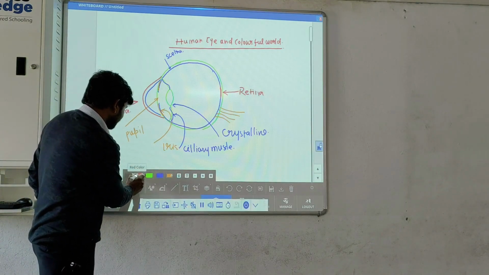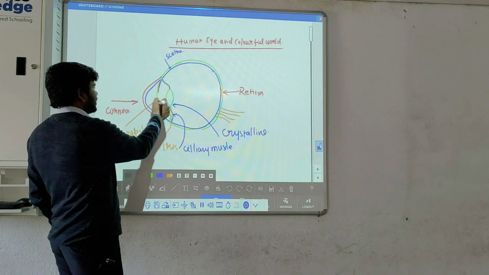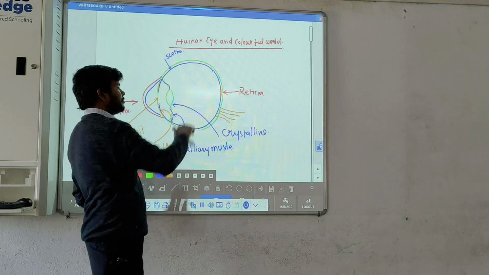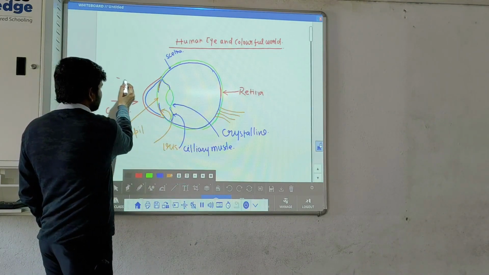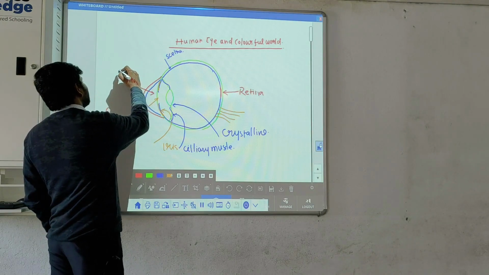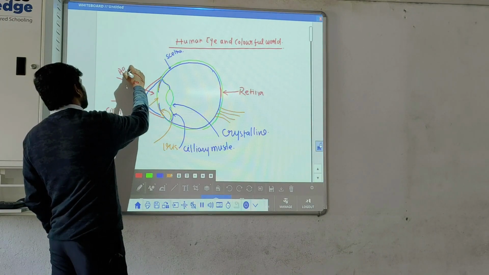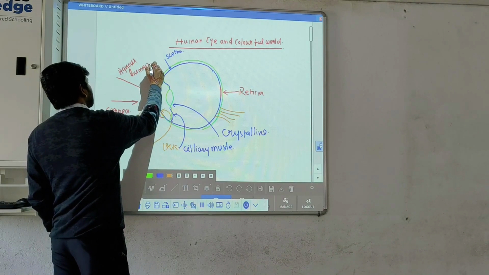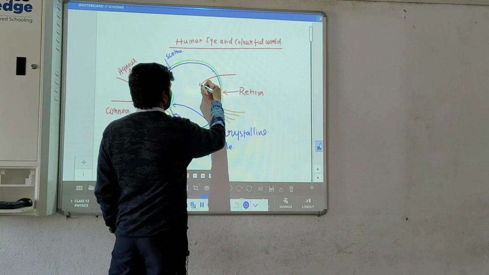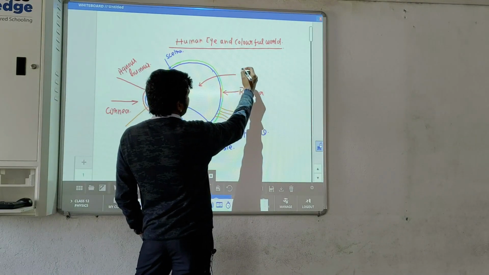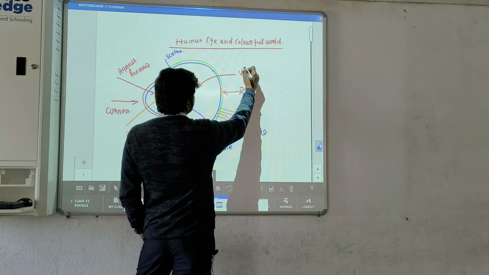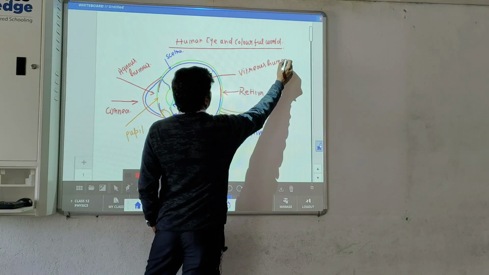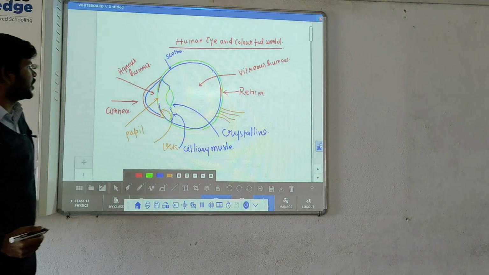Now we will see in detail. This part is known as the front part of the human eye, and this part is known as the interior part of the human eye. The front part is covered with a jelly type substance, that is known as aqueous humor. And this interior part of the human eye is also covered with a jelly type liquid substance, that is known as vitreous humor. So these are the different components of the human eye.